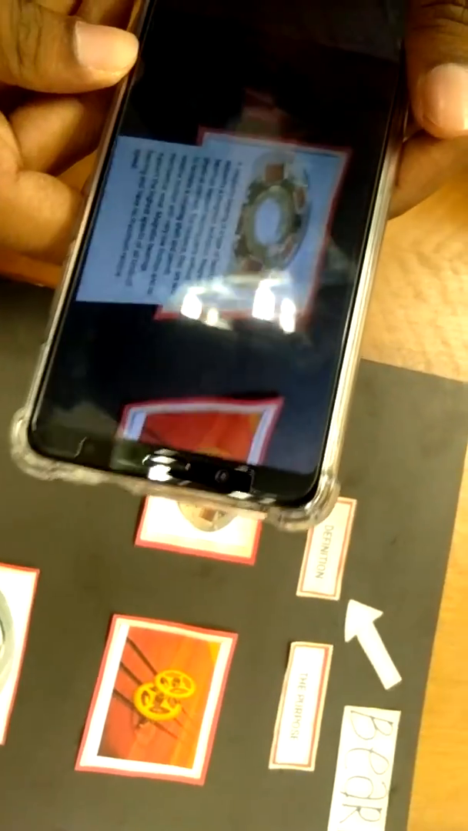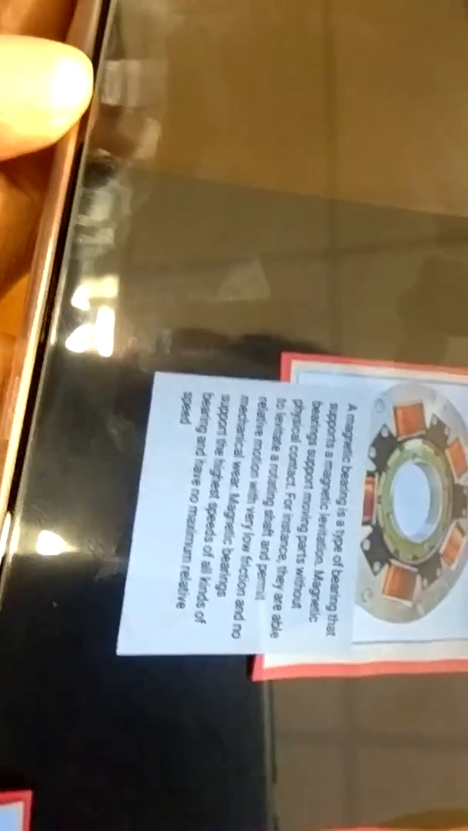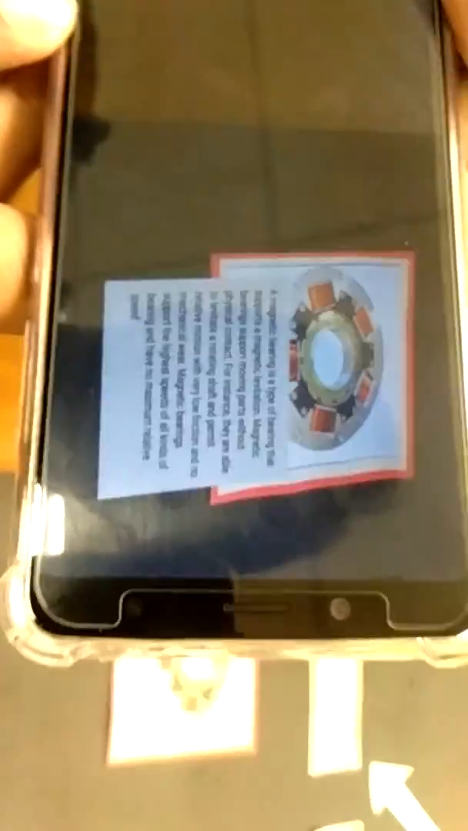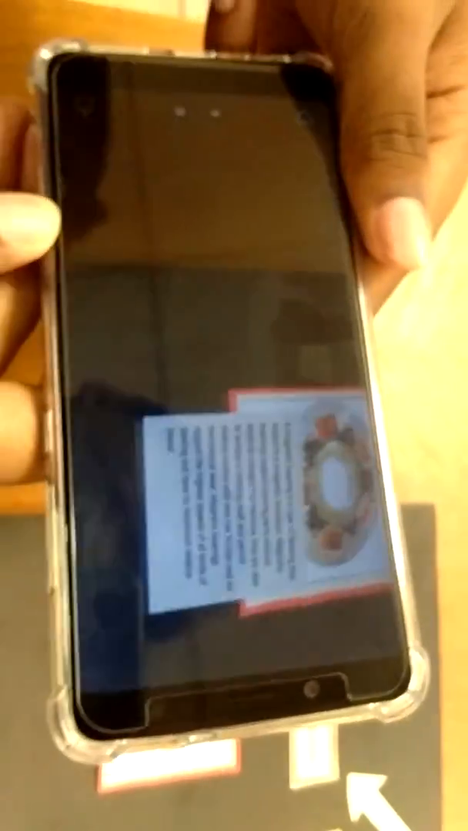Okay, this is a magnetic bearing. A magnetic bearing is a type of bearing that supports a load using magnetic levitation. Magnetic bearings support moving parts without physical contact. For instance, they are able to levitate a rotating shaft and permit relative motion with low friction and no mechanical wear. Magnetic bearings support the highest speeds of all kinds of bearing and have no maximum relative speed. So, moving on to the next.